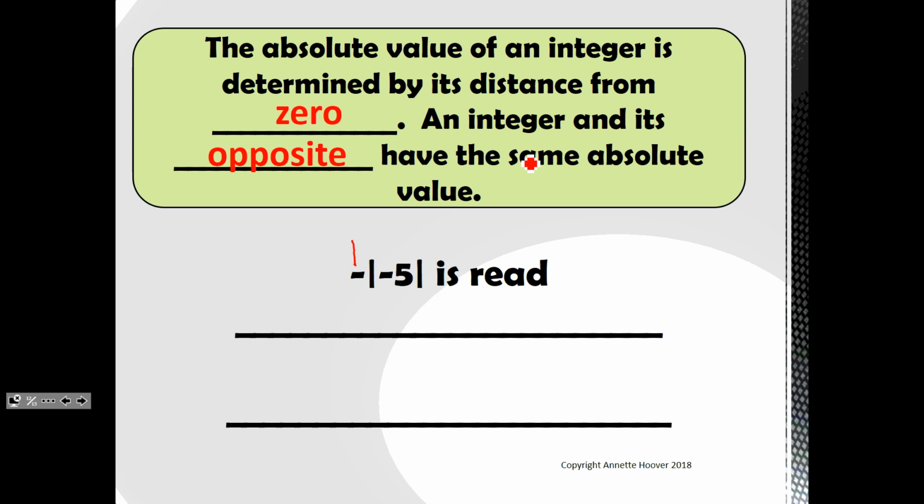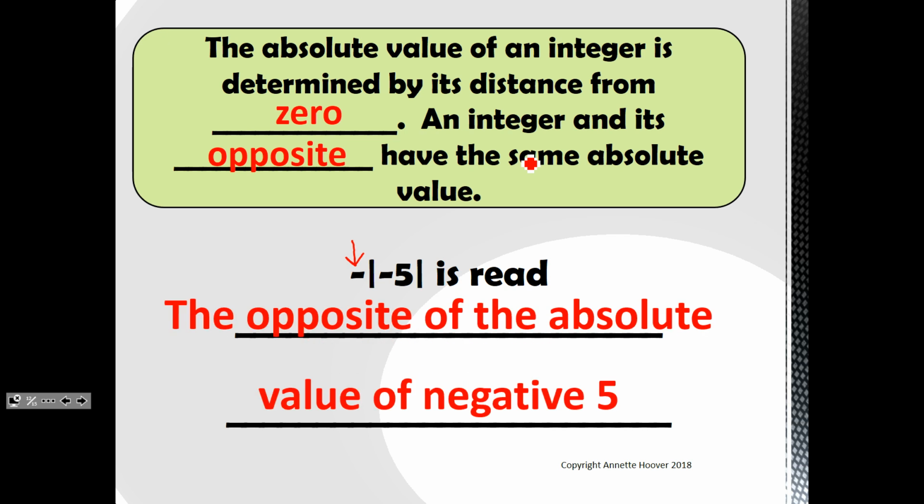We have a sign outside the absolute value sign. That means the opposite of. So this reads the opposite of the absolute value of negative 5. What does it mean? First, you take the absolute value of negative 5. You're asking yourself, how far is negative 5 from 0? That is 5. And then we want the opposite of that, which is a negative 5. So the opposite of the absolute value of negative 5 means negative 5.